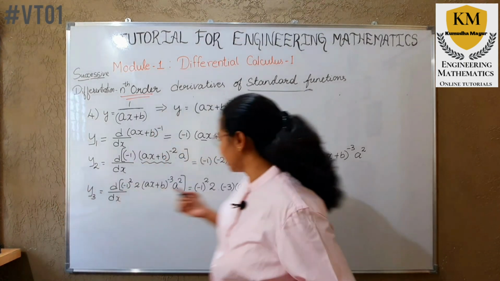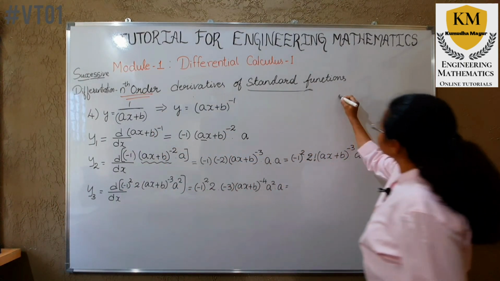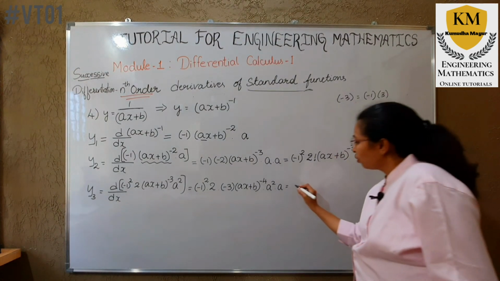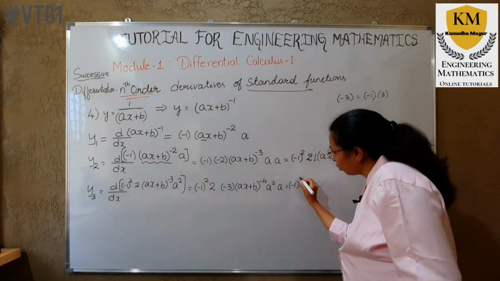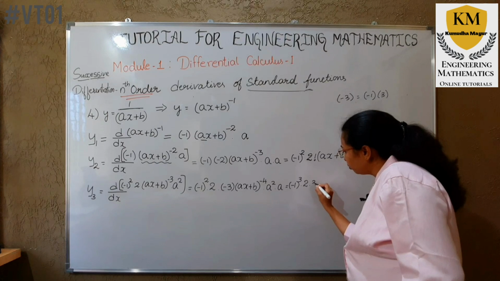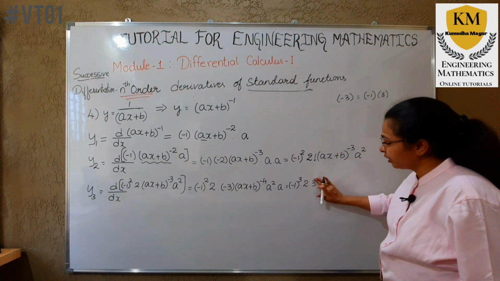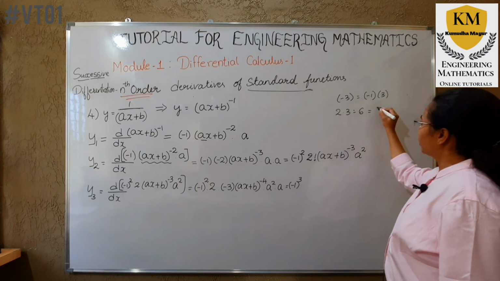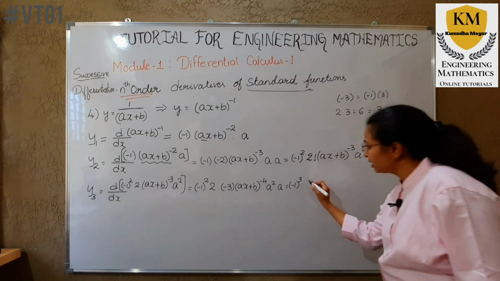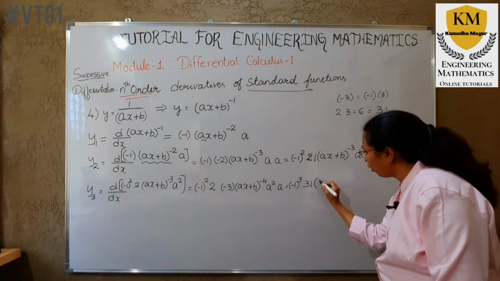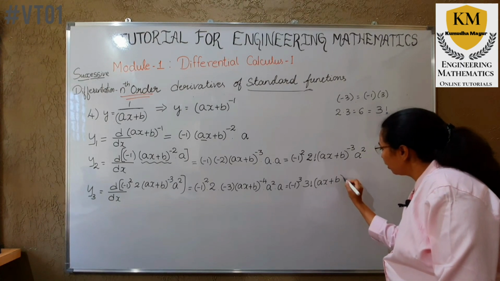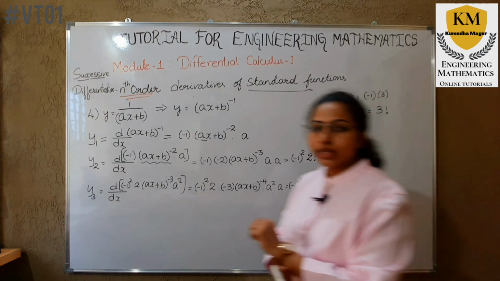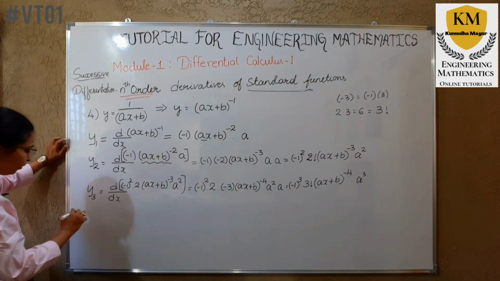Let me simplify this once again. See, this minus 3 is there, no? That minus 3 I will just write it as minus 1 into 3. Nothing wrong by writing like this. So, you will get minus 1 whole cube into 2 into 3. So, 2 into 3, that gives you 6. This we can write as 3 factorial. So this I'll write as 3 factorial of (ax plus b) to the power minus 4 into a cube. So I am done with the 3 derivatives. Let me go for the nth derivative now.